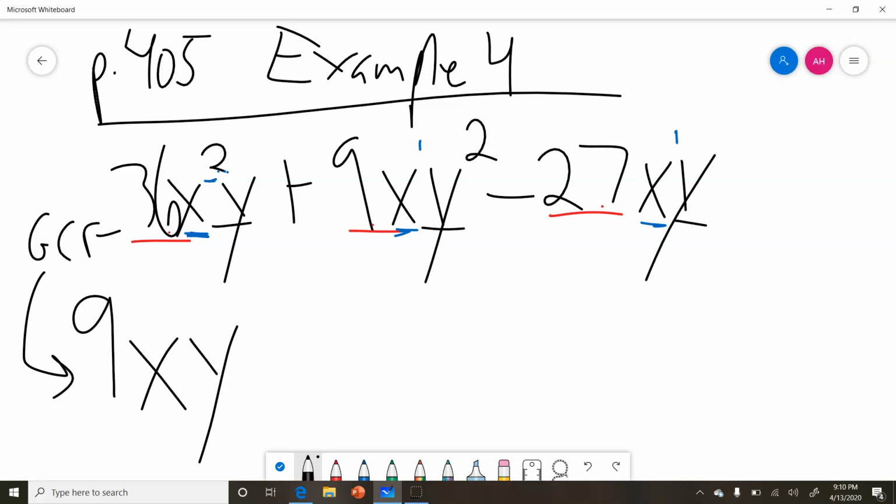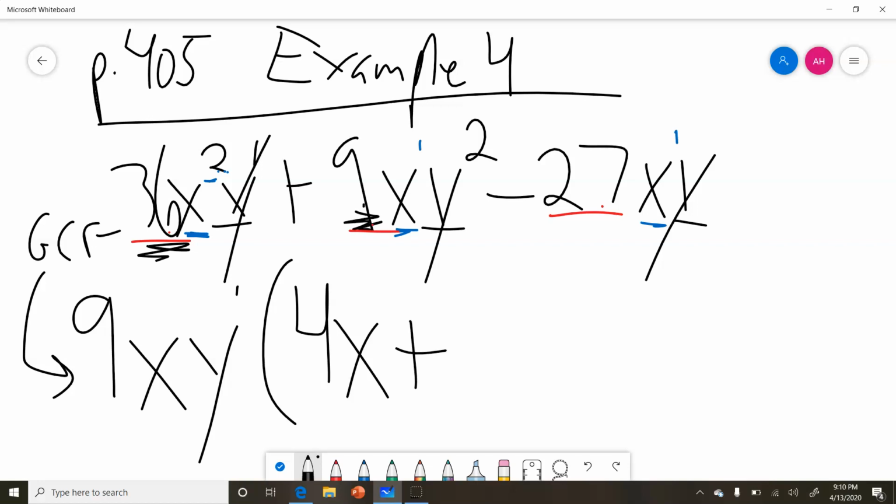The 9xy. Now I just divide. So what is 36 divided by 9? Well, that's 4. What happens when I take 1x away? I'm left with 1x. What happens when I take the 1y and the 1y? Boom, y's go away. I'm left with 4x. Now, what is 9 divided by the 9? That's 1, so I know I have 1. What is x to the 1 minus x to the 1? Oh, x goes away. And what's y2 minus y1? Oh, we're left with just 1y.